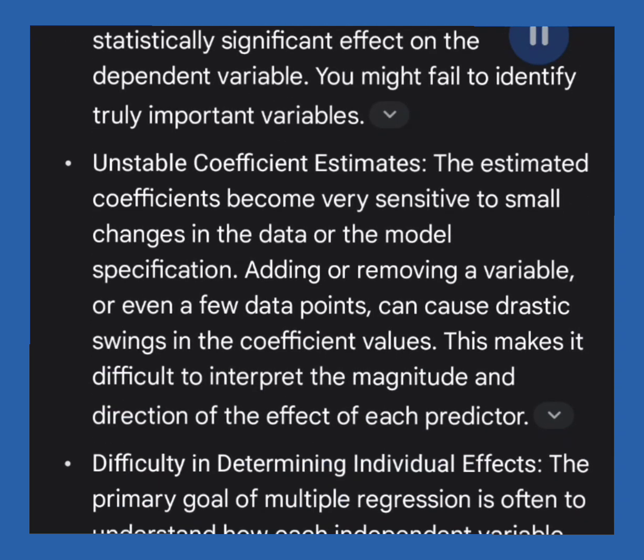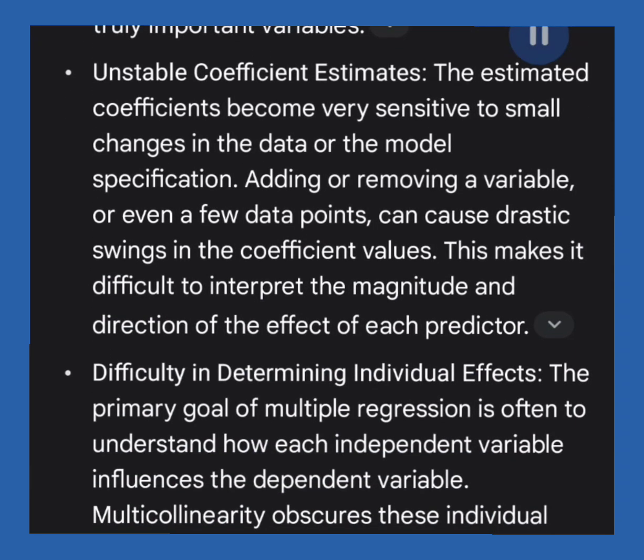Unstable coefficient estimates. The estimated coefficients become very sensitive to small changes in the data or the model specification. Adding or removing a variable, or even a few data points, can cause drastic swings in the coefficient values. This makes it difficult to interpret the magnitude and direction of the effect of each predictor.